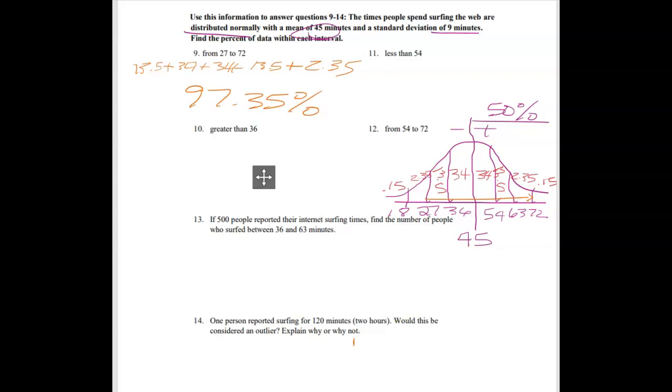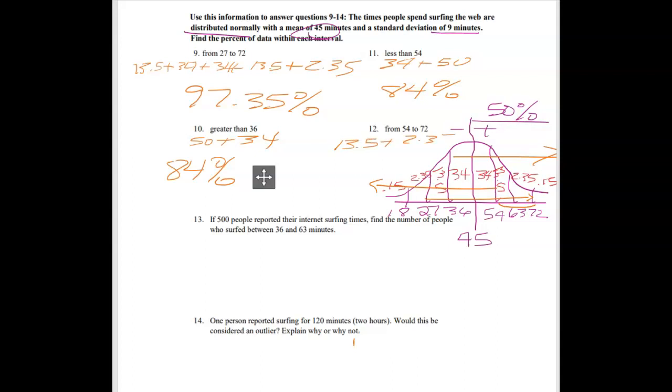Less than 54, so here's 54, and we want everything that's less than that. Well, half of that is 50, so 50 plus 34. 84%. Greater than 36. Same thing, that top is 50, so 50 plus 34. And then the last one from 54 to 72. So we're going to take 13.5 plus 2.35. These percents never change, so you'll just keep using them for every normal distribution problem.